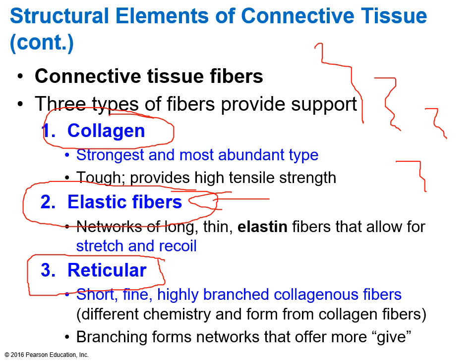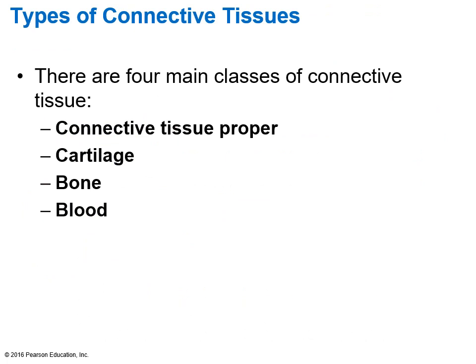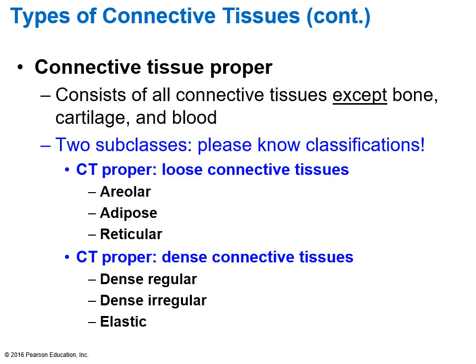All right, enough talk. Let's take a look at some illustrations. So, there are 4 main classes of connective tissue. We have our connective tissue proper. Then we're going to take a look at cartilage, bone, and blood. So let's start off with connective tissue proper, which within it has a subclass.